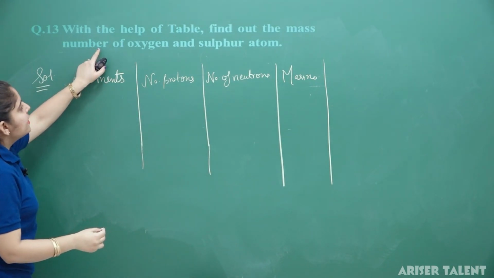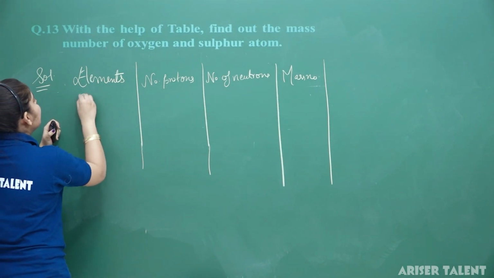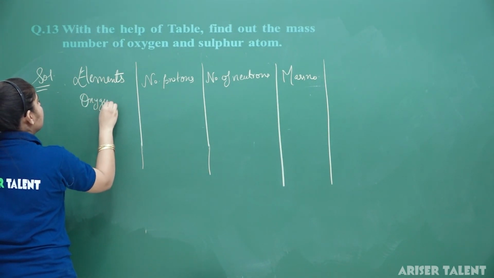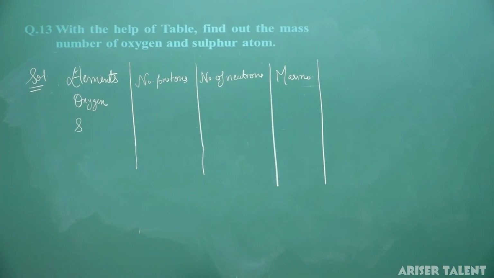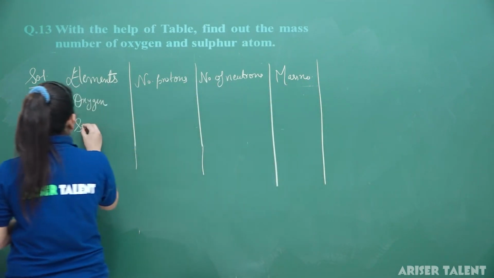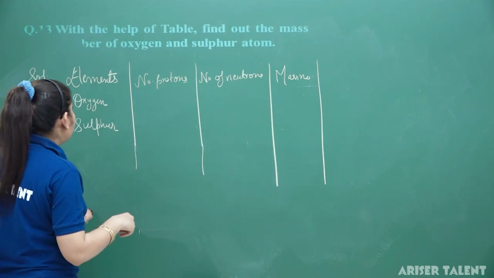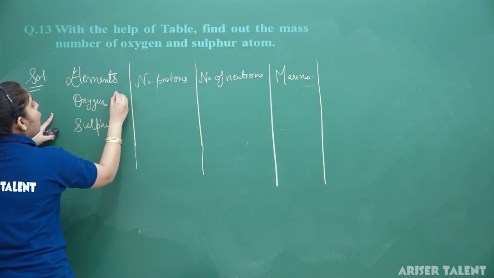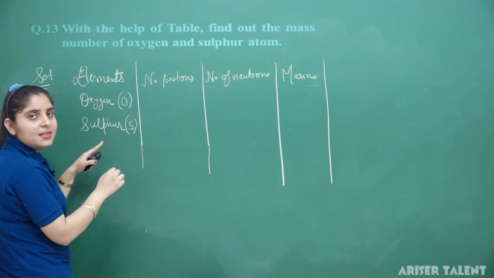We have 2 elements here. We want to calculate the mass of oxygen and sulfur atoms. So firstly, we will have oxygen here. We have 2 atoms or elements, that is called oxygen and sulfur. Oxygen is having a symbol O and sulfur is having a symbol S.